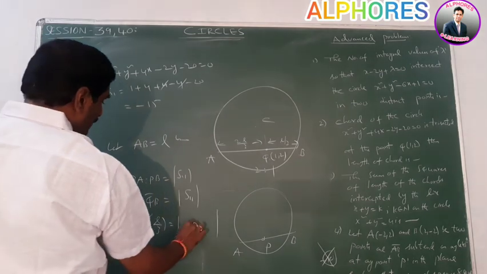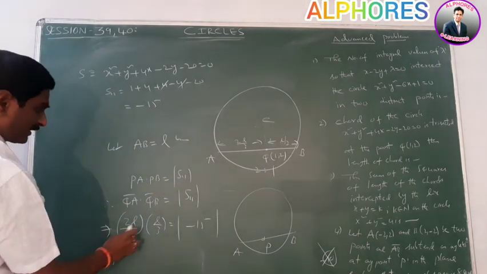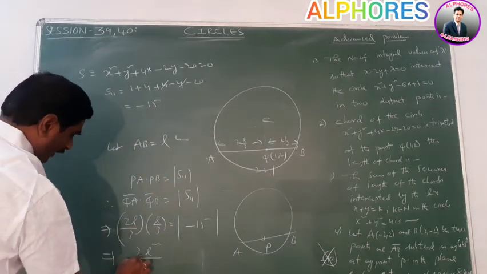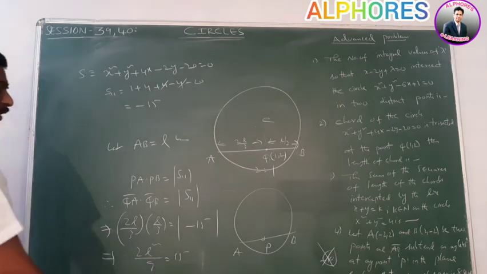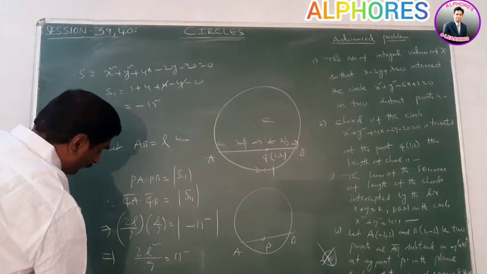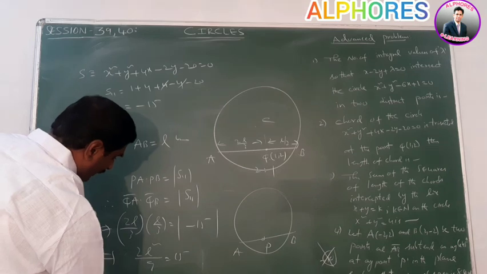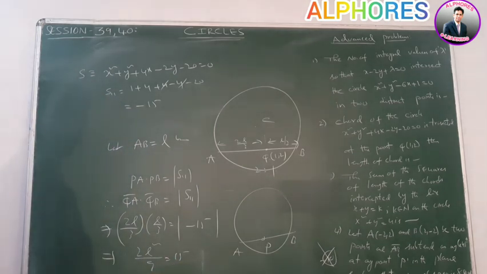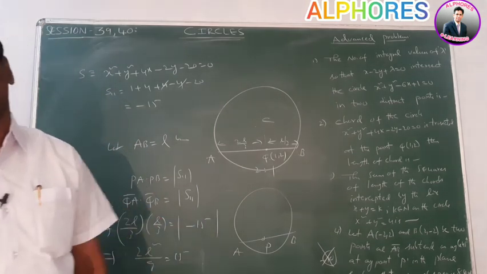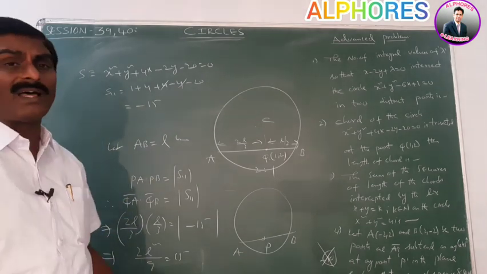Mod S11 means 15. 2L by 3 into L by 3 means 2L square by 9 is equal to 15. 2L square, so L square is equal to 15 into 9 by 2. So, L is equal to root over 15 into 9 by 2. It is the length of the chord. By using this property, we find the length of the chord.